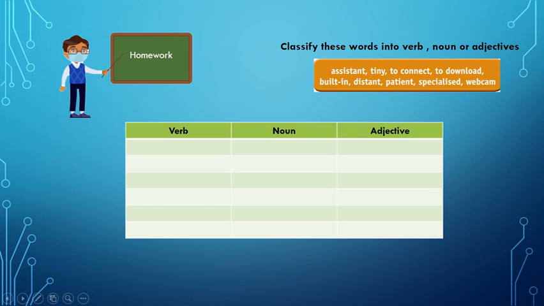Now we have here a homework. I want you to classify these words into verb, noun, or adjective.